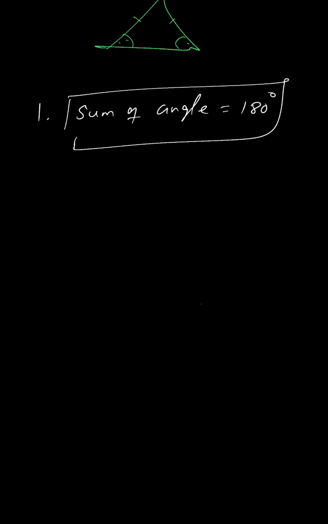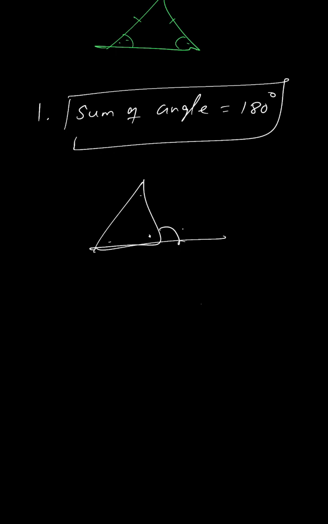Next, the exterior angle of a triangle is equal to the sum of the interior opposite angles. I will take one triangle here. The exterior angle is equal to the sum of the interior angles. So the sum of these two angles is equal to this.